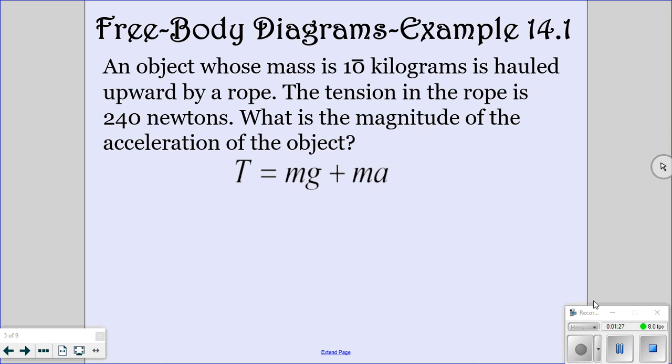So let's look at an example here. We have an object whose mass is 10 kilograms and it's hauled upward by a rope. The tension in the rope is 240 newtons. What is the magnitude of the acceleration of the object?